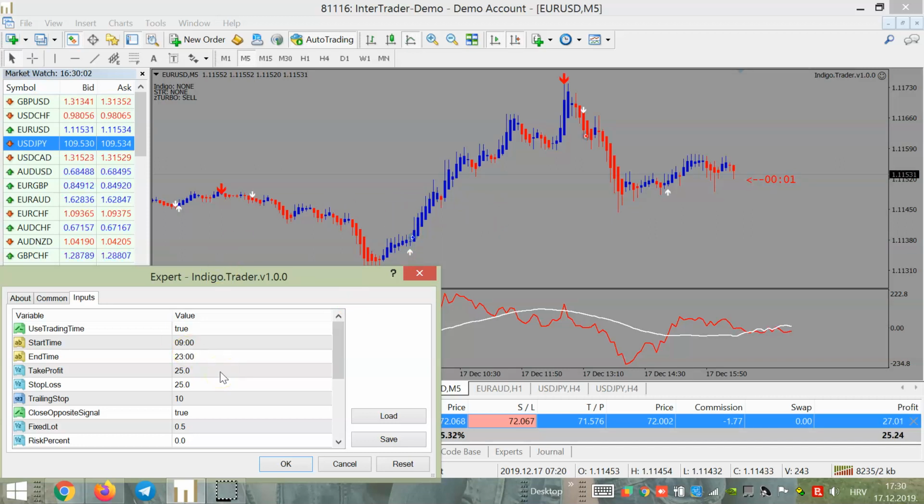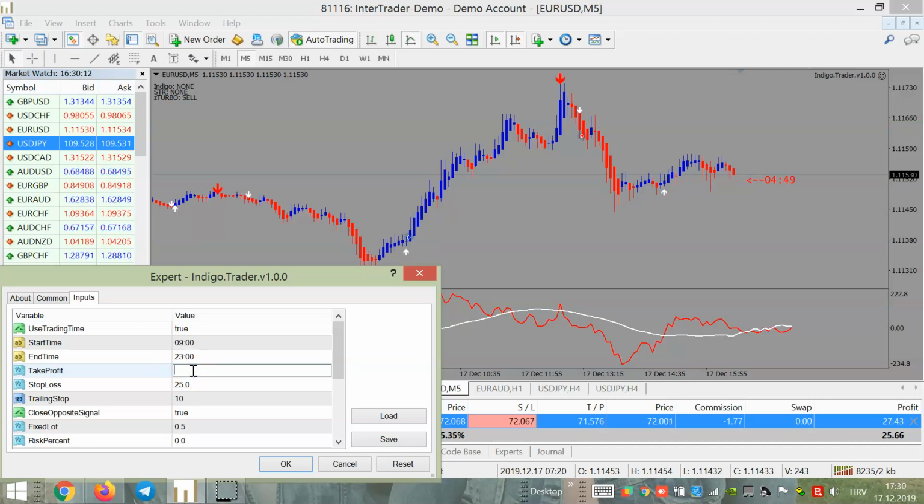But if you put 0 here, sorry, 0, then the trade will be closed when it reaches the next opposite arrow. Whether it is a red arrow or a white arrow, it is only important that it's opposite. So it's up to you what you like to use.